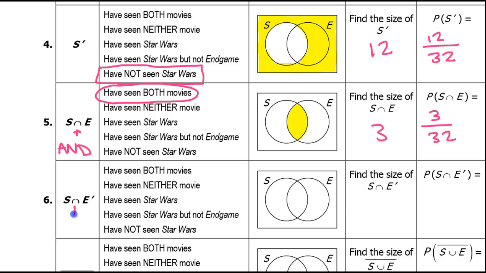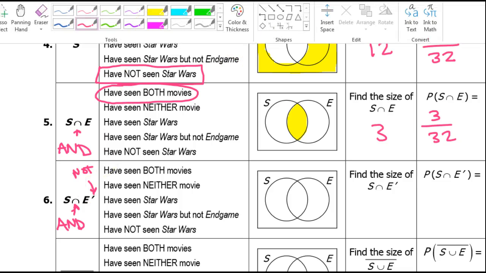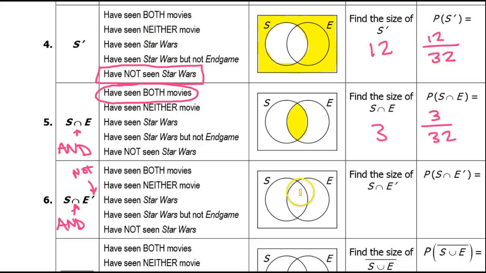Okay, now remember this symbol means and. But this symbol means not. So, S and not E. So we need to think of where these two things overlap. I think the easiest thing to do is to shade S in one color, like yellow, and we'll shade not E in another color, like blue.